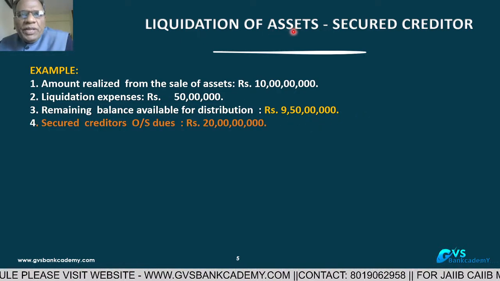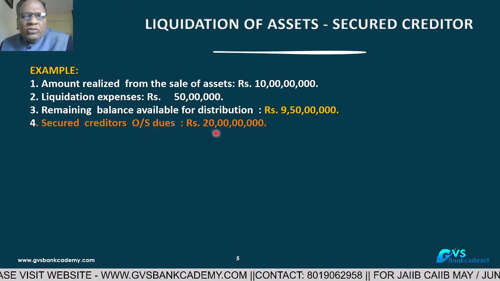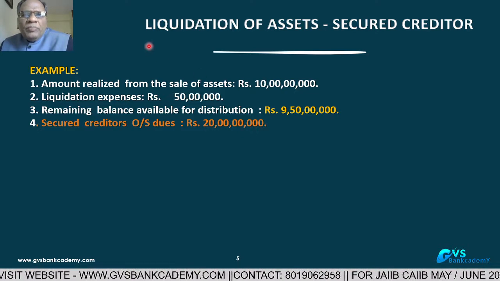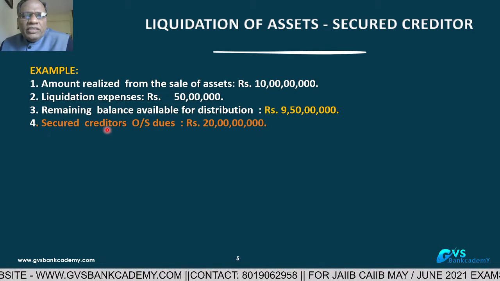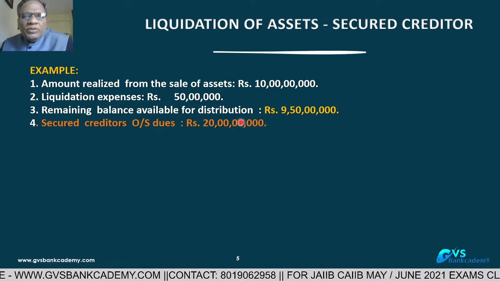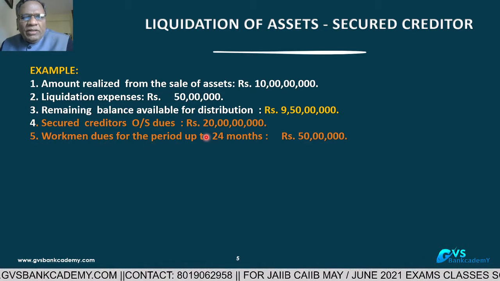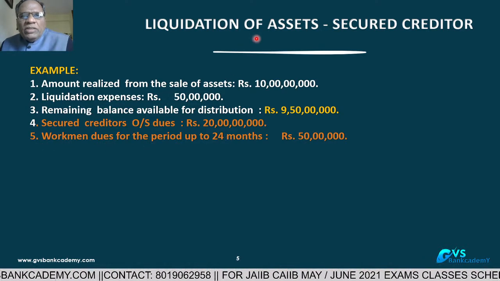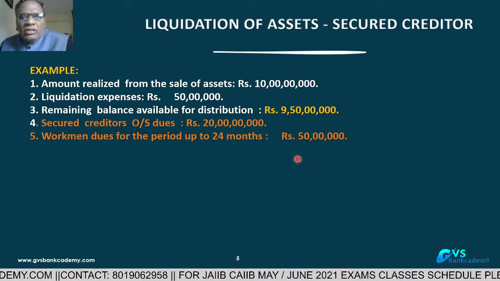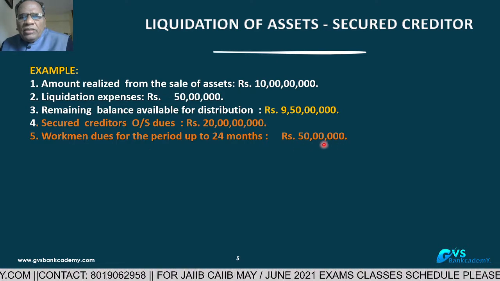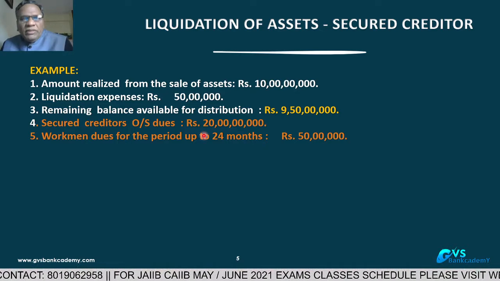The liquidation company has outstanding dues to secured creditors, the bankers, of 20 crores rupees. And workmen dues for the period of up to 24 months prior to the date of commencement of the liquidation are 50 lakhs, arrears of their salary. These are the dues of the liquidation company.